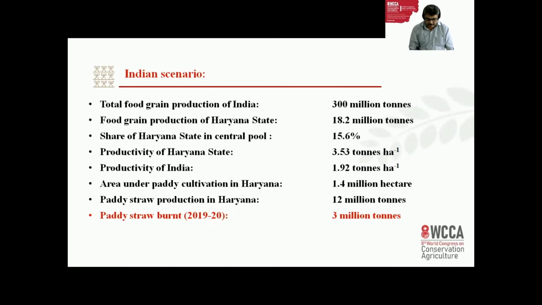The area under paddy cultivation in the state was 1.4 million hectare during 2019-20, out of which 60% was under basmati and 40% under non-basmati varieties. The basmati is the geographical indicator of the state and famous throughout the world, but unfortunately the area under basmati is declining day by day due to lack of proper mechanization, labor shortage, climate change and government policies.